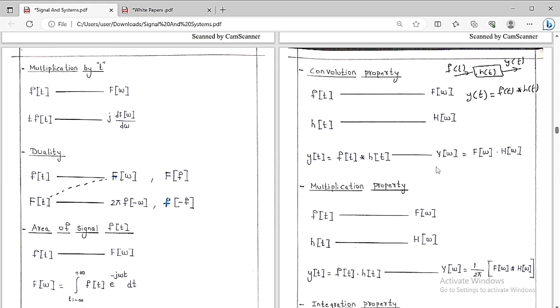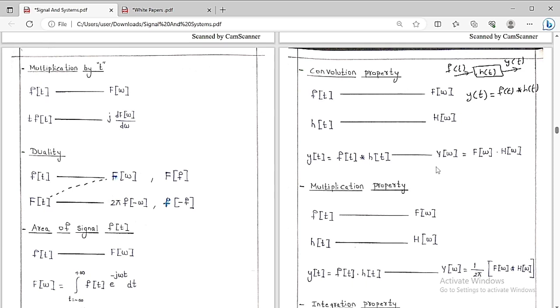But it will take a lot of time. So instead of doing the analysis in the time domain, we will do the analysis in the frequency domain. That is our basic agenda. The basic agenda of this signals and systems course is to make things very simple. Within a small amount of time, we need to get the output.